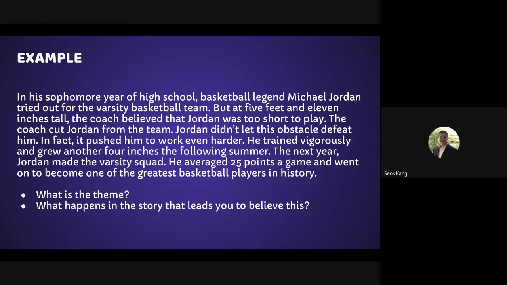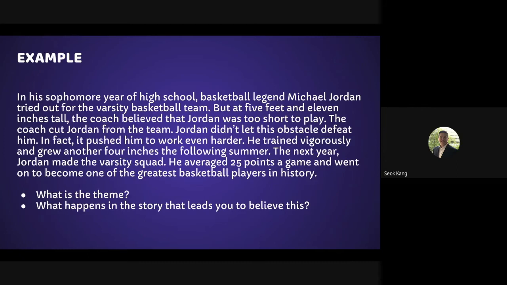So what's happening in the text, let's try to summarize it. The main idea is Michael Jordan trying out for his basketball team, right? And some of the key information is he didn't make it at first, but he trained harder and made it the following year. Okay, so that's basically what's happening in this text. What is the theme? The theme is never give up on your dreams. Never give up on your dreams, or no pain, no gain, right? It takes a lot of work to achieve your dreams, right? That's what some of the themes could be.